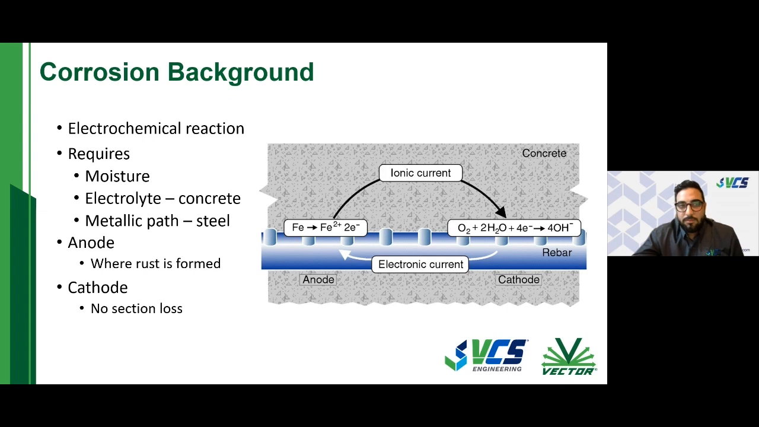But again, it doesn't always have to be concrete. In pipeline industries, that can be soil. In marine environments, that can be water. And the last component would be the metallic path. So we need a metallic path that connects the anode and the cathode together so that the electron can get transferred. And again, in my world, that would be the rebar itself. So the rebar is the anode, the cathode, and the electronic path, and the concrete would be the electrolyte. And again, the big takeaway from this slide is really to understand that it's at the anode site where we have rust formation and section loss, and not at the cathode.